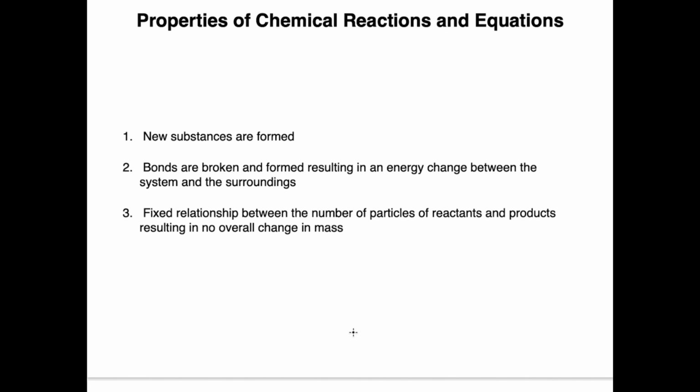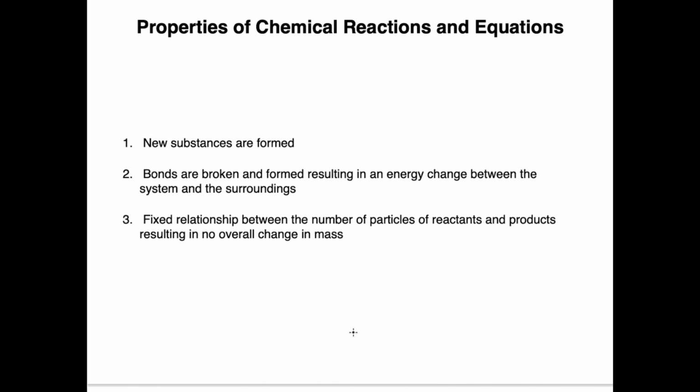Properties of chemical reactions and equations. Everyone is probably familiar with chemical reactions and equations. So what is the relationship between the two? Chemical equations are a way to express chemical reactions. There are key characteristics of chemical reactions.